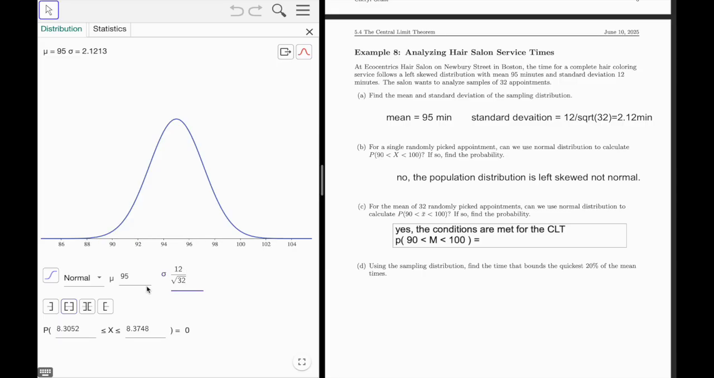Okay, now let's find the probability that it falls between 90 and 100. Now we're talking about averages, so I'm going to do an in-between. So I'm going to choose this option here with the in-between brackets. I'm going to put 90 and 100. And we can see up here that the shaded area is between 90 and 100, so we know that we've got the setup correct. And this is going to be a probability of 0.9816.